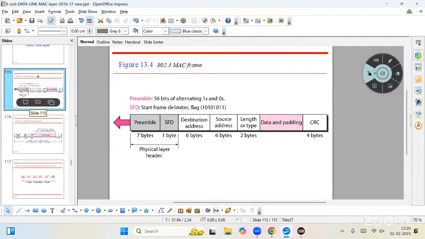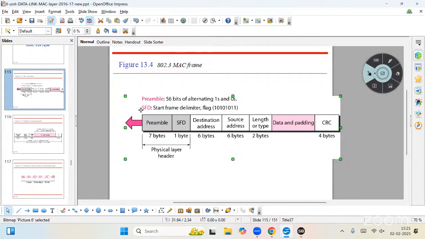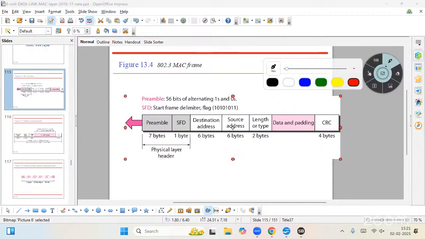Okay, here is one more 7 marks question: 802.3, the MAC frame. This frame will be contained totally. This is the frame format. Preamble means the starting of the frame, SFD means start of the frame delimiter, then destination address, source address, length, data. Data is variable. Then the checksum.